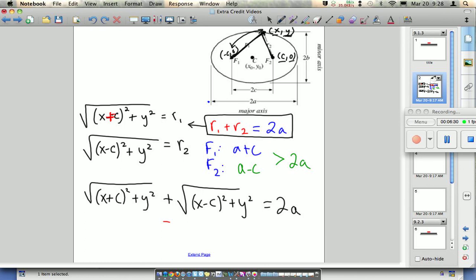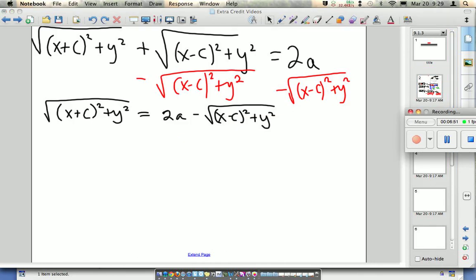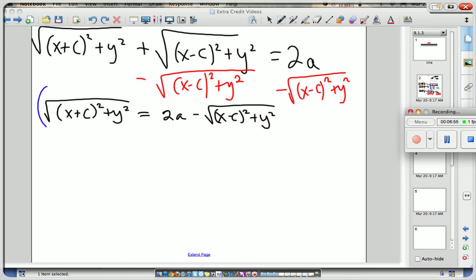subtracting this term from both sides, and rewriting our expressions here. Okay, so we take some interesting algebra. So let's see where we're headed. Once we subtract, here's what we get. Now we're going to square both sides. Of course, that's going to make the left side nice, because we'll just end up with (x plus c) squared plus y squared. But the right side, not so nice.